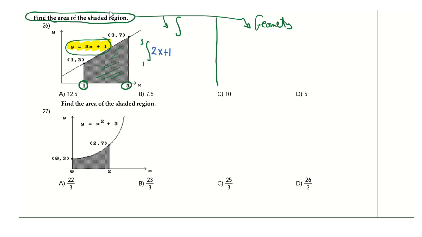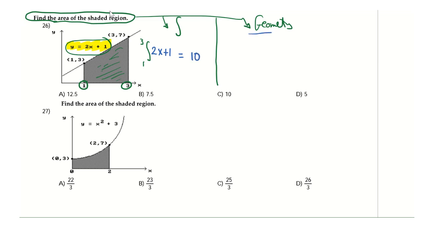You can use your calculator to work it out if the question is an MCQ. So 2x plus 1 from 1 to 3 is equal to 10.